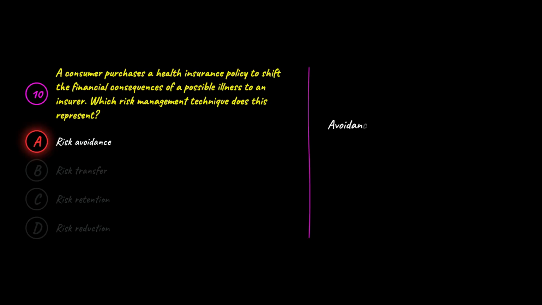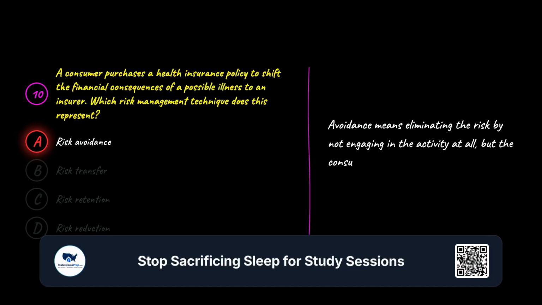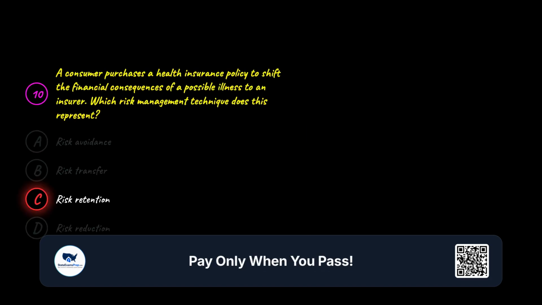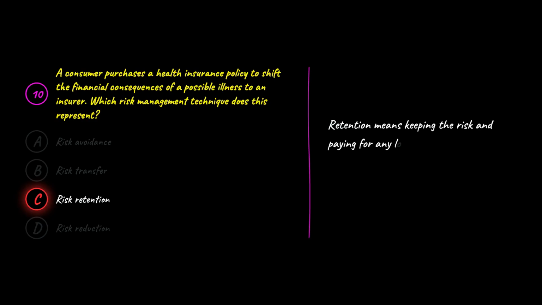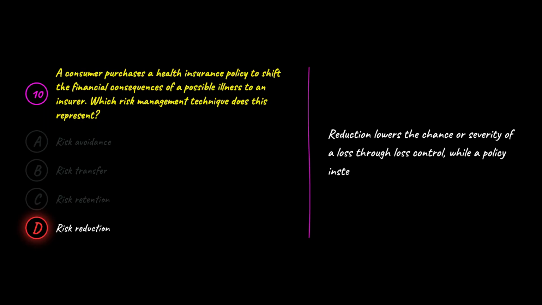A is wrong because avoidance means eliminating the risk by not engaging in the activity at all, but the consumer cannot avoid the chance of illness this way. C is wrong because retention means keeping the risk and paying for any loss out of pocket, which is the opposite of buying coverage from an insurer. D is wrong because reduction lowers the chance or severity of a loss through loss control, while a policy instead pays for the loss after it occurs.